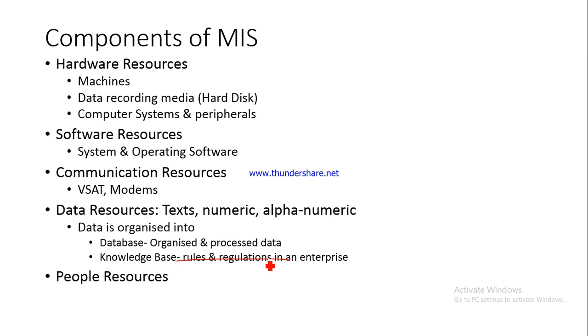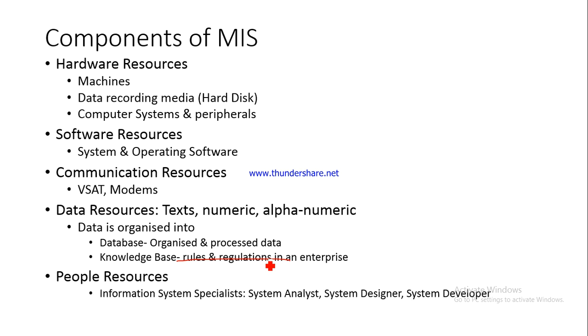And then we need people resources. Now this is the most crucial resource, because all other resources would not be able to work or operate on their own unless we have the people resources. And who are these people resources? Some of them are the users who are making use of the MIS. Some of them could be the designer of the database. For example, some could be system analysts. We'll be talking in detail about system analysts later on. Somebody could be system designers, and some of them could be system developers.